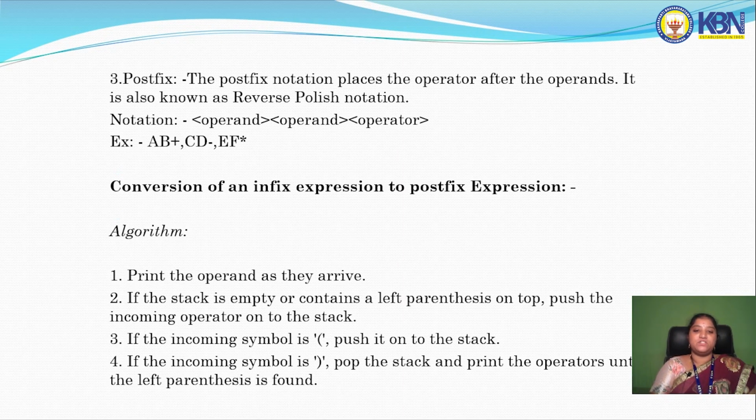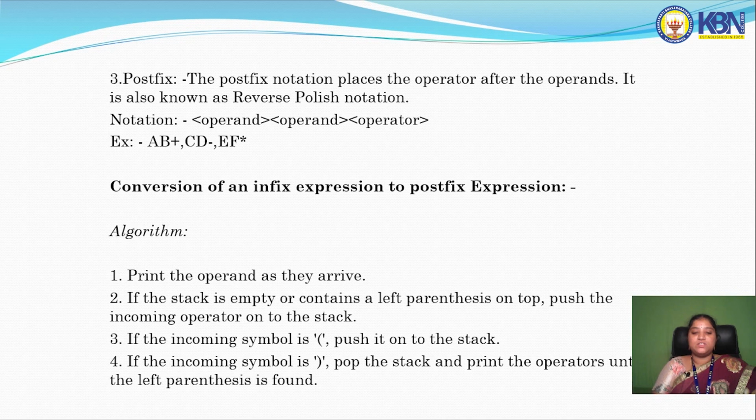Now the postfix expression. The postfix notation places the operator after the operands. It is also known as the reverse Polish notation, that is two operands and then one operator, for example AB minus, CD plus, EF into, and so on. Now, how do we convert an infix expression into a postfix expression?